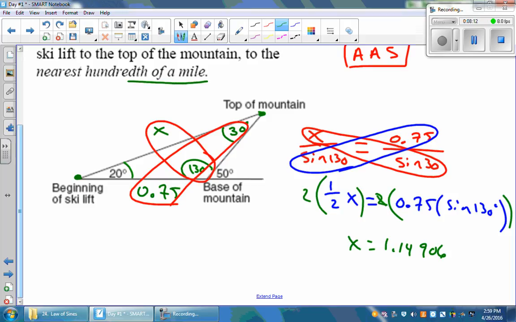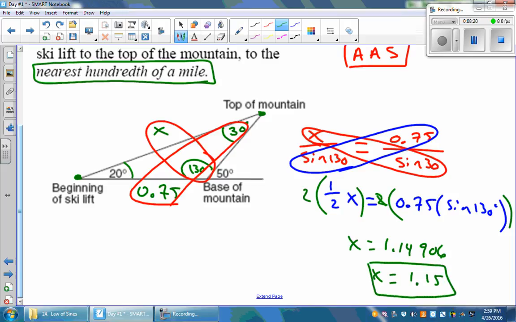Now the directions again are really important. It does say to round to the nearest 1/100th of a mile. 100th of a mile is 2 numbers to the right of the decimal point. So x is going to be equal to 1.15. Very important. Law of sines can be used to do two things. This video covers one of them. The next video will cover how to find the measure of an angle.